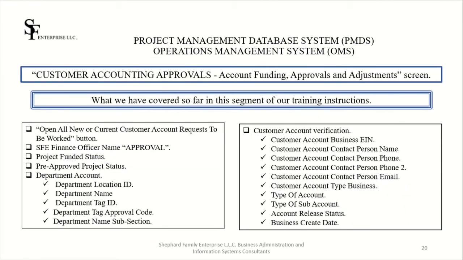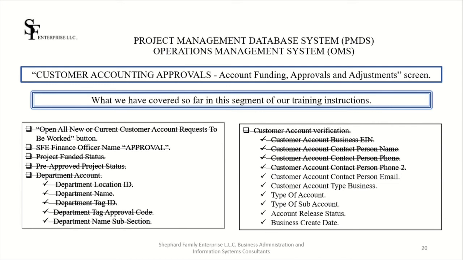All right, so what we have covered so far in this segment of the training instructions: we covered open all new and current customer account requests to be worked, the Shephard Family Enterprise finance officer name approval, project funded status, pre-approved project status, department account, department location ID, department name, department tag ID, department tag approval code, department name subsection, the customer account verification, the customer account business EIN, which is the employee identification number that the customer gives you to let you know that this customer has a valid business name that's registered with their state. The contact name, the contact person's phone number.